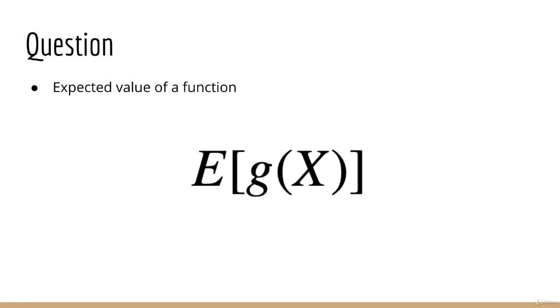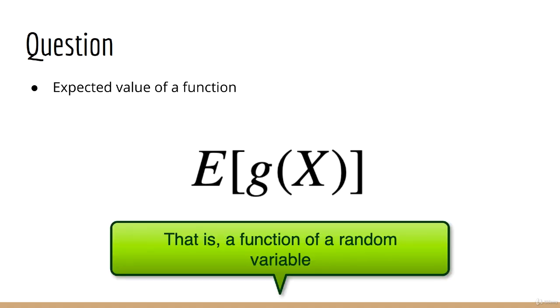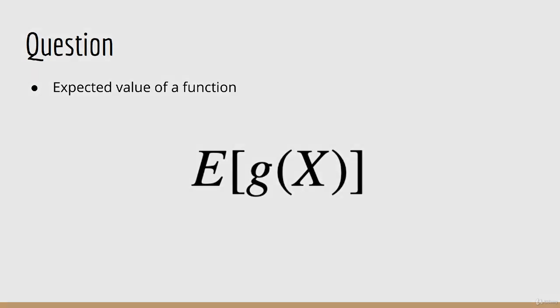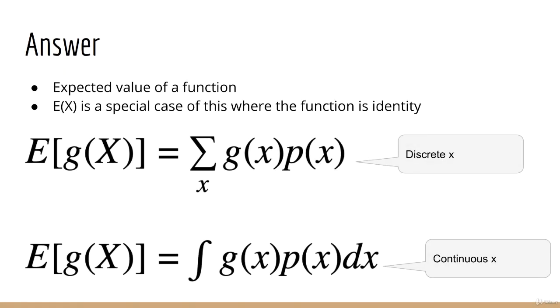Next question. Suppose I'm given some function g, and I want to know what is the expected value of g of x. Again, we differentiate between the discrete and continuous cases. If x is discrete, this is the sum of g of x times p of x over all possible values of x. If x is continuous, this is the integral of g of x times p of x over all possible values of x. This is sort of a generalization of the expected value of x, since in the plain expected value, the function is just identity.